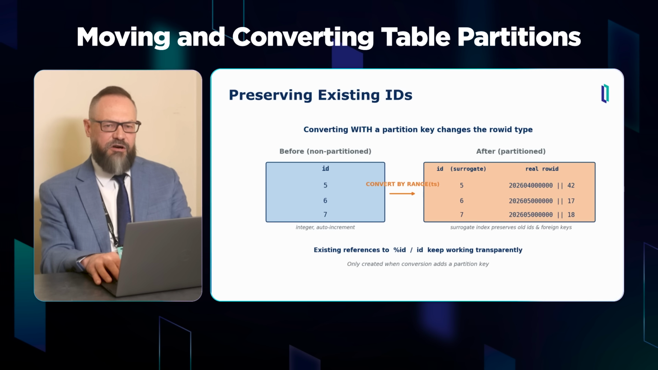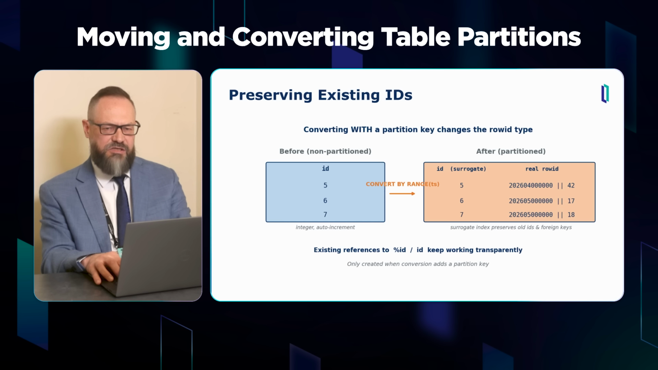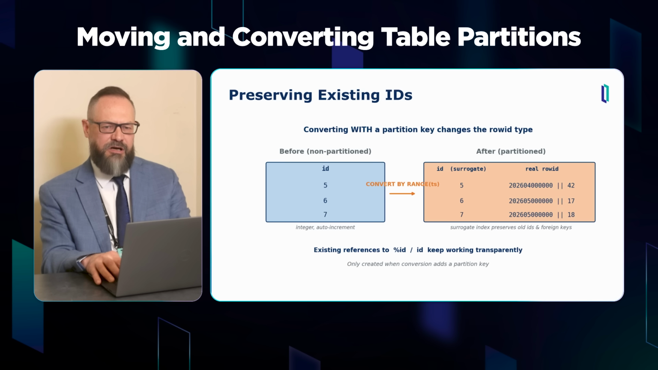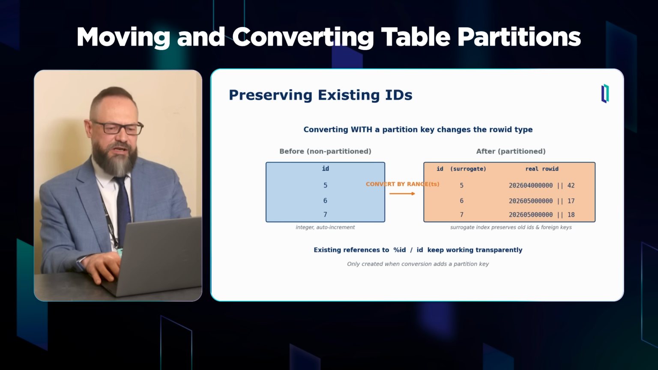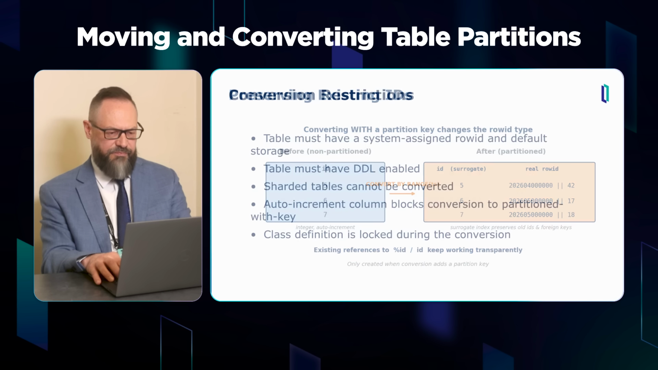Important part, the conversion process preserves the original IDs of the table. The main reason is your table may have indices, your table may be a part of the primary foreign key relations, and it's important to preserve the IDs as they were. For that purpose, we create the surrogate ID and we keep the new real row ID.